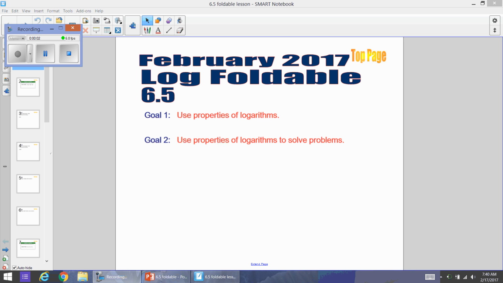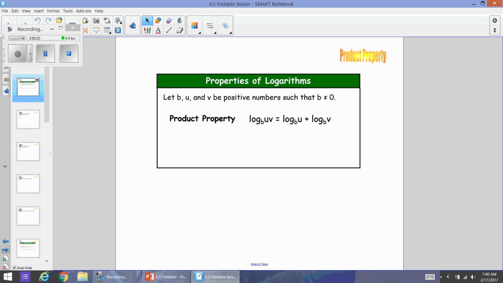Hey guys, this is Algebra 2, the Big Ideas Math Textbook, Chapter 6, Section 5, and what we're doing today is properties of logarithms. It says solve problems, but really what we're doing is more evaluating. So you can think of it as problem solving, but we are evaluating today. In your foldable on the product property page, product property of logs, that's where you're at.